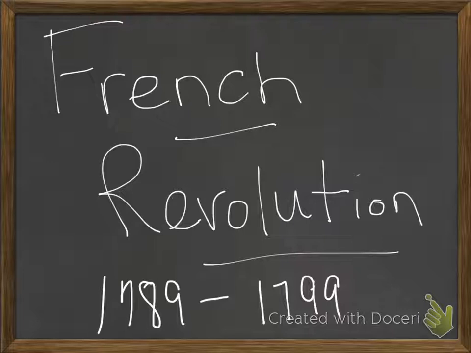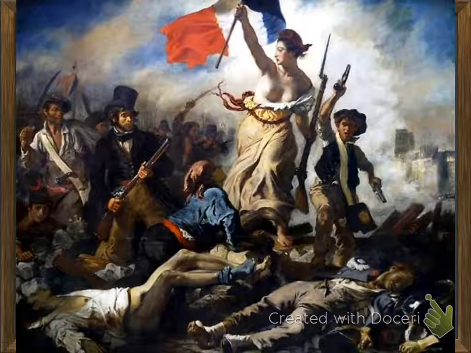The French Revolution is from 1789 to 1799. Now, that's a general date, but it was a process, and it really happened in like 3 stages. So everything that you see here on this first slide, and on every other slide, please take the time to write down. If you have to go back, just go back. It's totally cool.